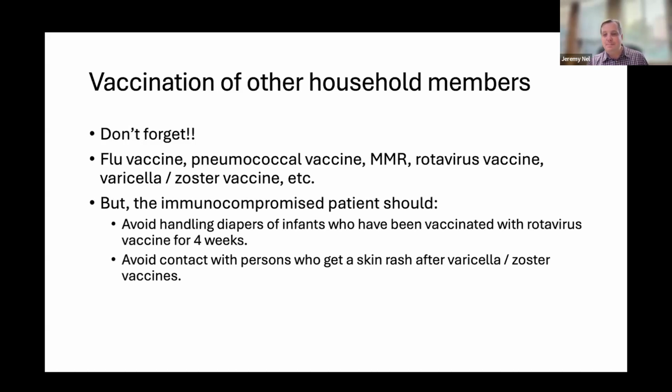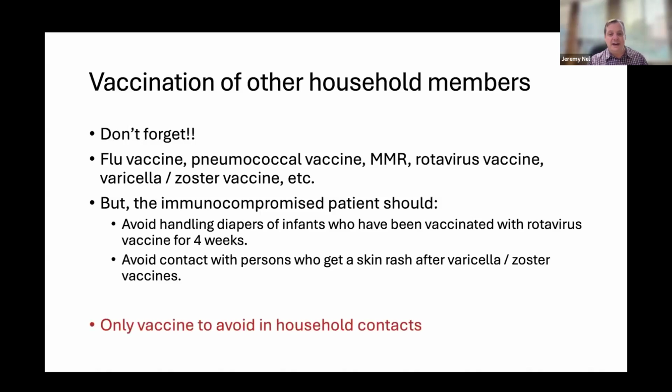If you are the recipient of a transplant, in other words, you're already immunocompromised, or you're immunocompromised before your transplant, you should probably avoid handling diapers of infants who've been vaccinated with the rotavirus vaccine in the 4 weeks before. So you can palm this off on your partner and tell them you have a medical reason not to change the diaper, which will be delightful. Otherwise, you should avoid contact with people who get a skin rash after the varicella or the zoster vaccines. That's not common, but occasionally people do, and there is a small amount of virus in those skin rashes because it's a live virus, remember, and that can be a problem for immunocompromised people.